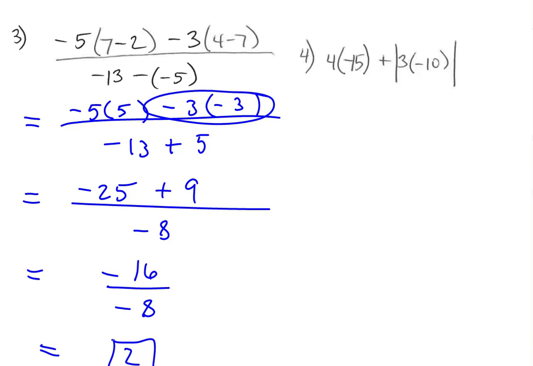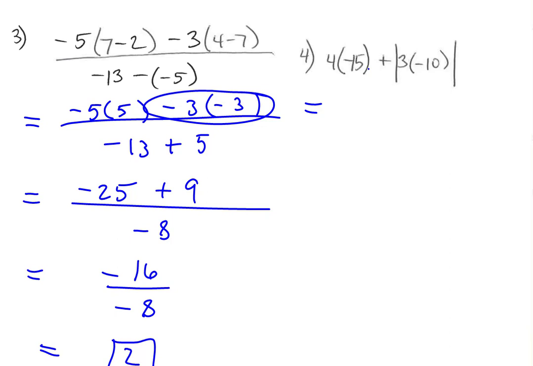This one begins as 4, open parenthesis, negative 15, close parenthesis, plus absolute value, opening, 3, open parenthesis, negative 10, close parenthesis, close absolute value. Alright, so we have several grouping symbols going on, and really we could be picky and start with the absolute value since those are considered the grouping symbols. By the way, parentheses are grouping symbols, but in this case, parentheses are used as multiplication. There's nothing to do inside of the two sets of parentheses here.